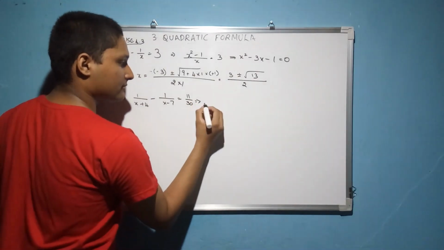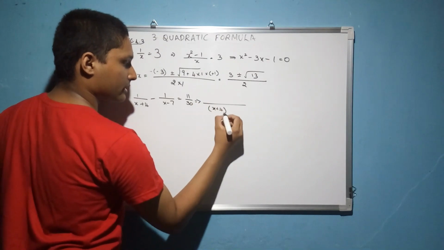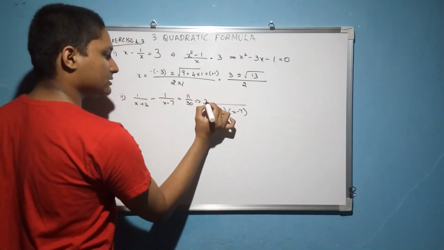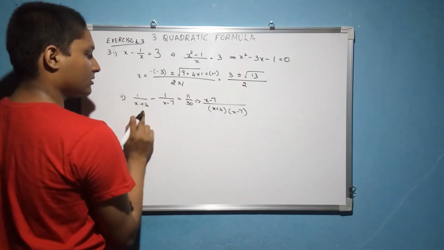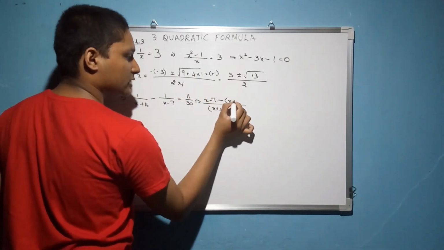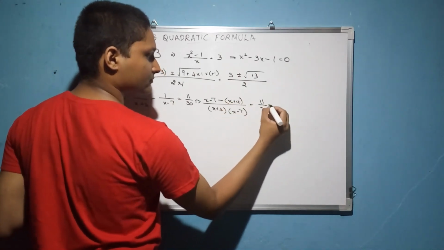Okay, now we need to take the LCM. It is going to be x plus 4 into x minus 7. Then you have here, when you bring it, it is going to be x minus 7. Okay, this x plus 4 goes here, so it is going to be minus of x plus 4 is equal to 11 by 30. Okay.